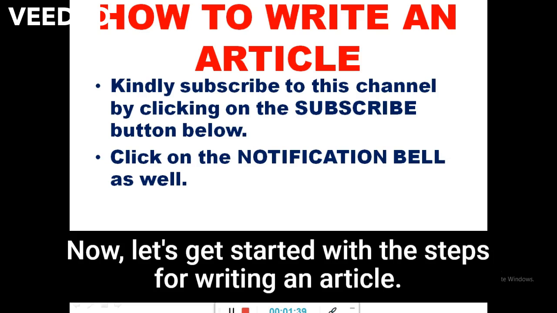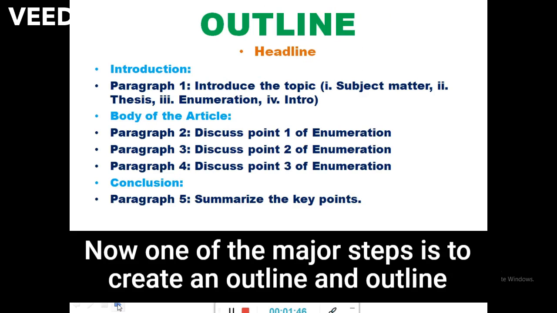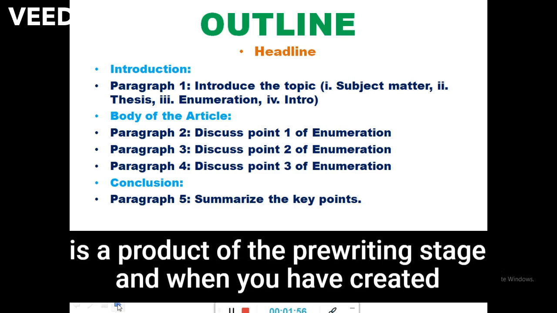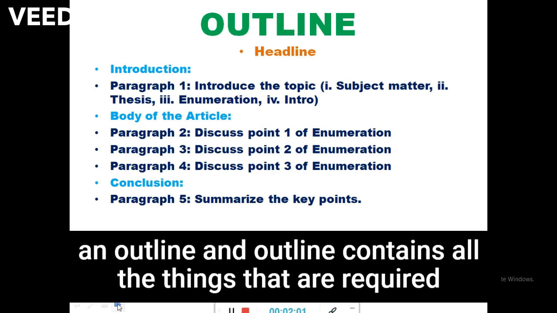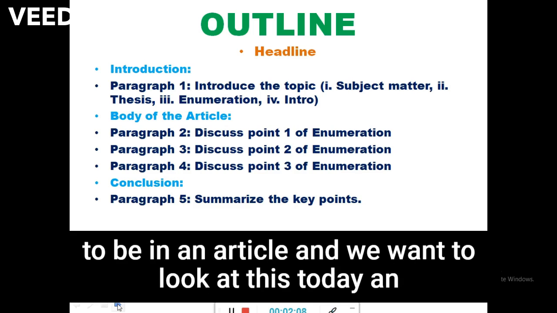Now let's get started with the steps for writing an article. Now, one of the major steps is to create an outline. An outline is a product of the pre-writing stage, and when you have created an outline, it contains all the things that are required to be in an article, and we want to look at this today.